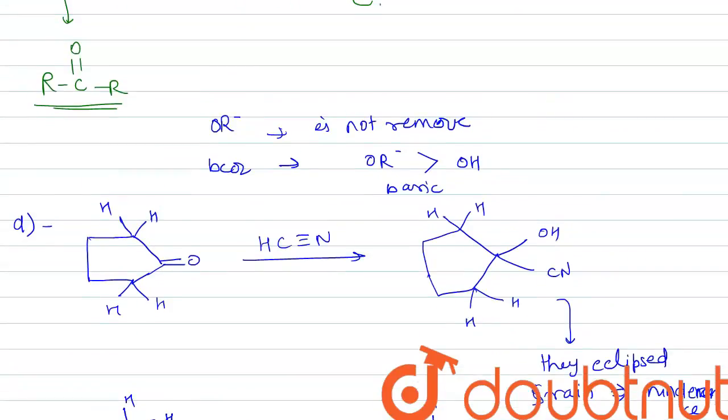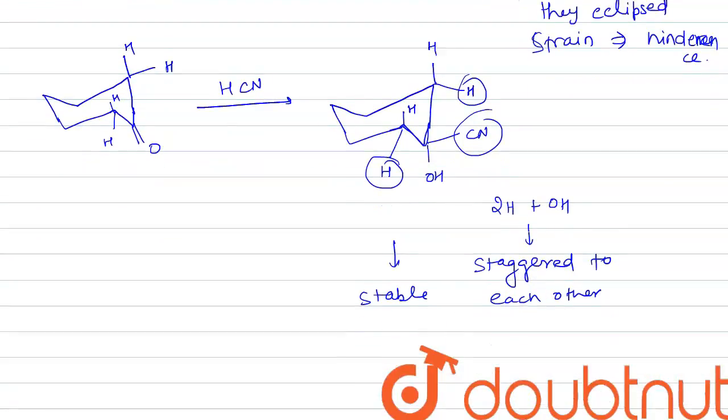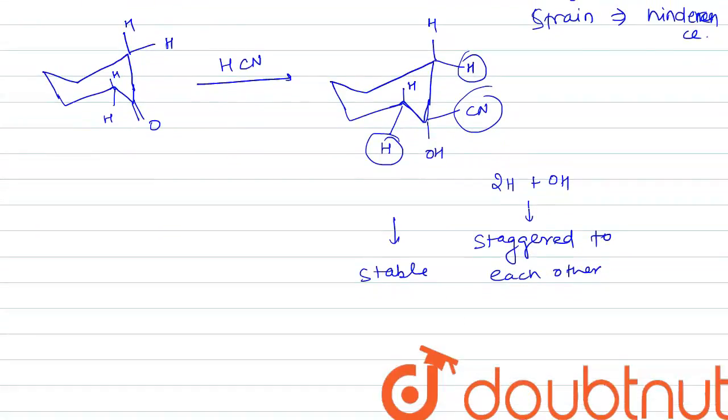But in the other case, this hydrogen and this hydroxide and this hydrogen are eclipsed and hindrance occurs more, and that's why they are in strain and they are not stable. Okay, that's it. Thank you.